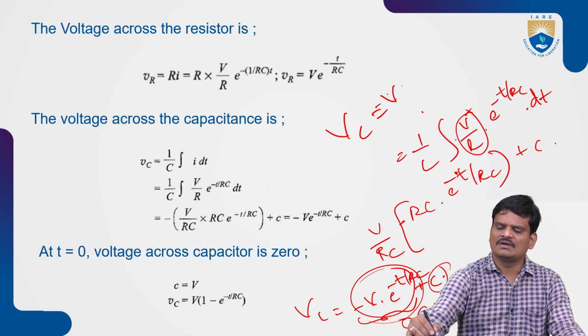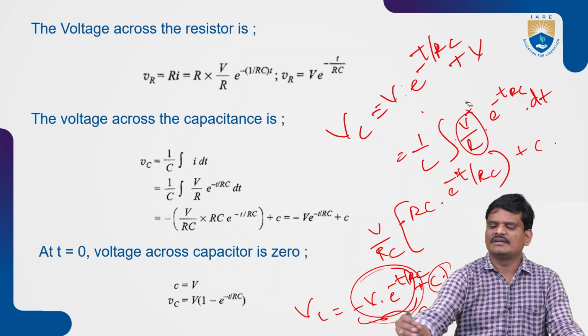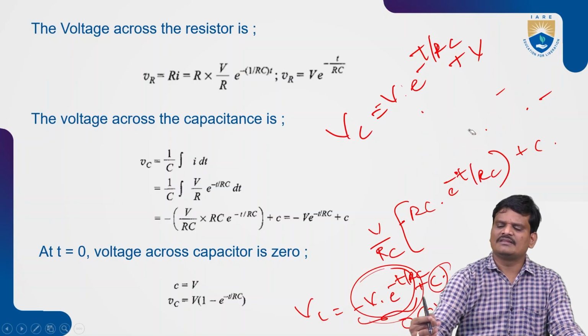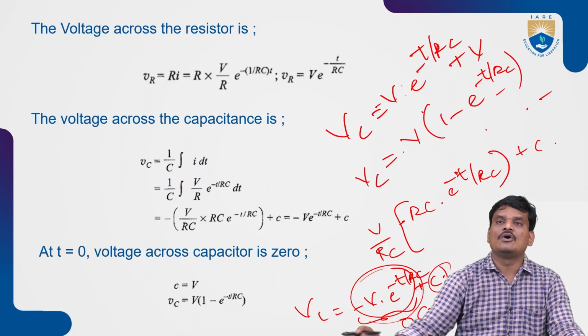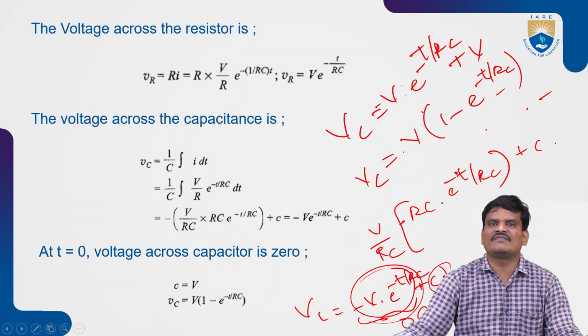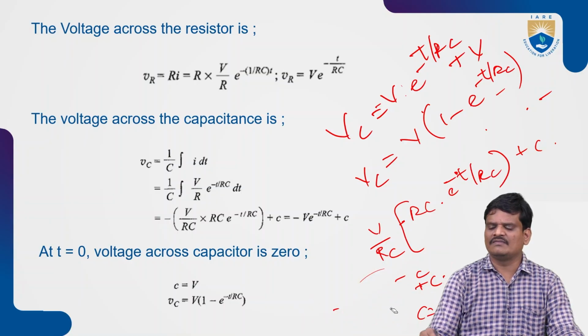Vc equal to minus V into e to the power of minus t by RC. Then what is the value of C? It is considered as V. Then take the common parameter here, V into 1 minus e to the power of minus t by RC is the voltage across the capacitor for the given circuit.